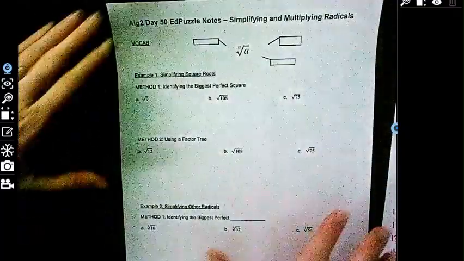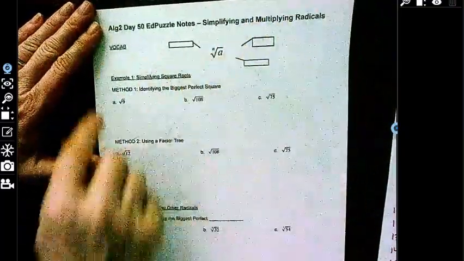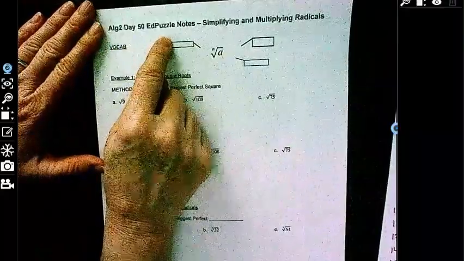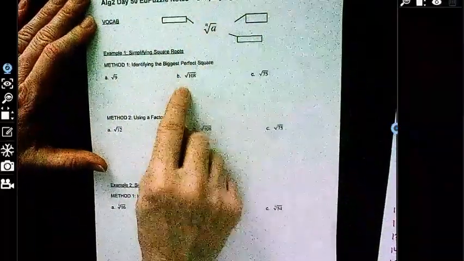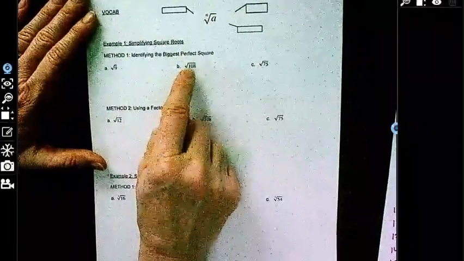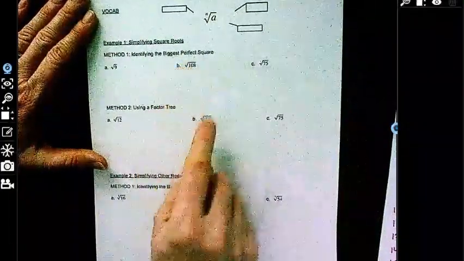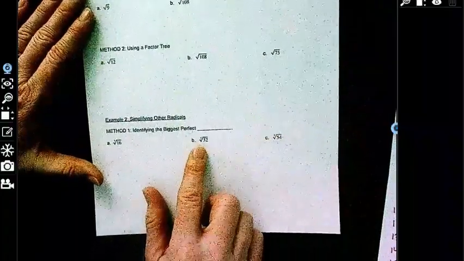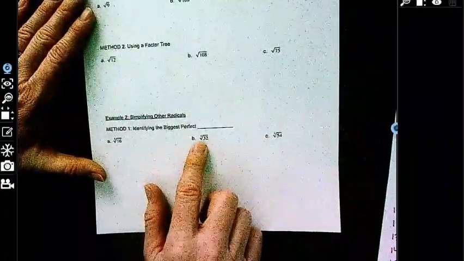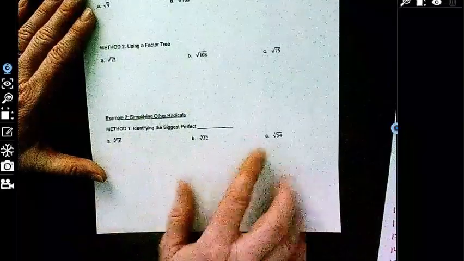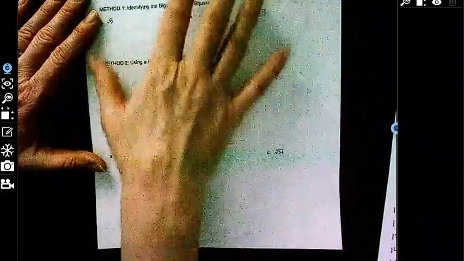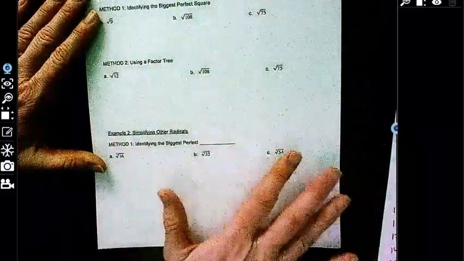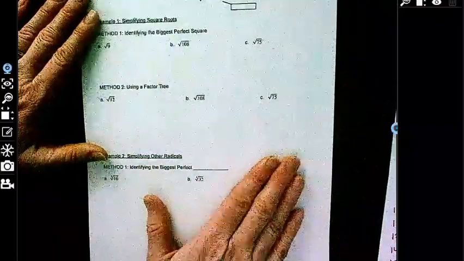Right, Algebra 2. So we are doing day 50 Edpuzzle. And what we're going to talk about today is simplifying radicals. They can be radicals with root 2, and we're going to get them a little more complicated this year: radicals with a 4, radicals with a 3, a cube root or a 4th root. So we're going to simplify radicals today, and we're going to do a little bit of multiplication. How do we multiply radicals together?